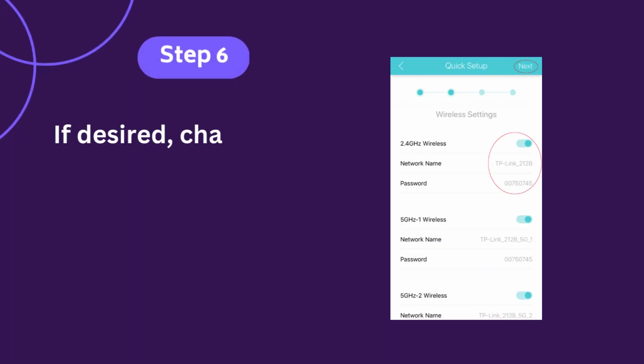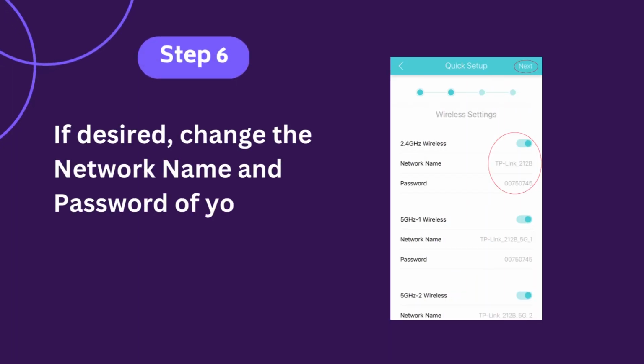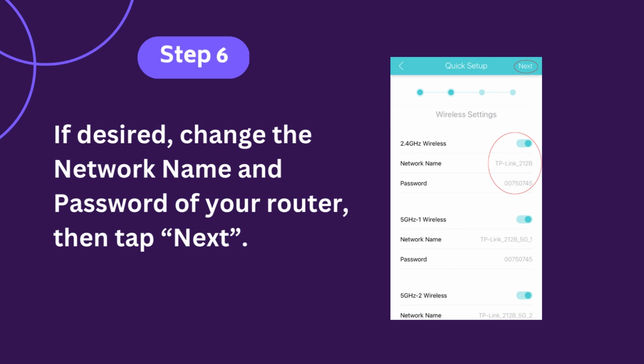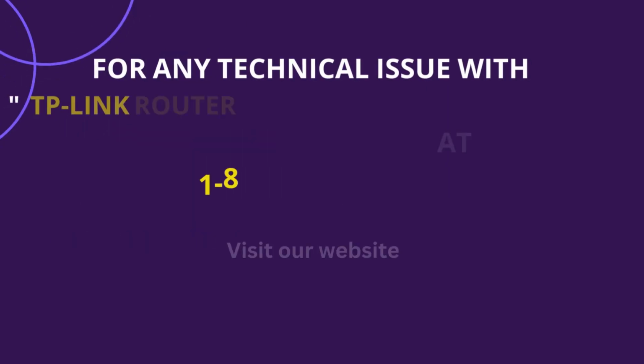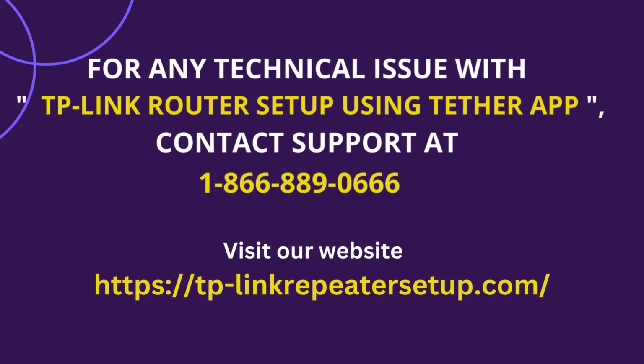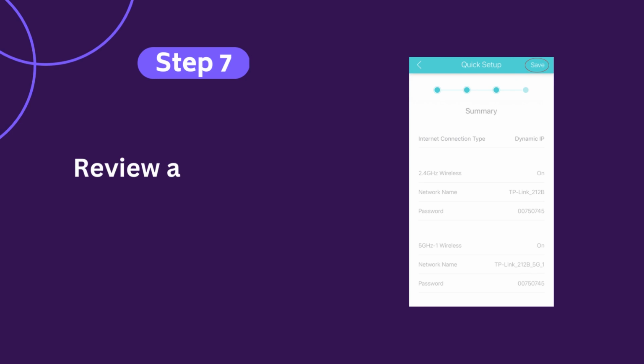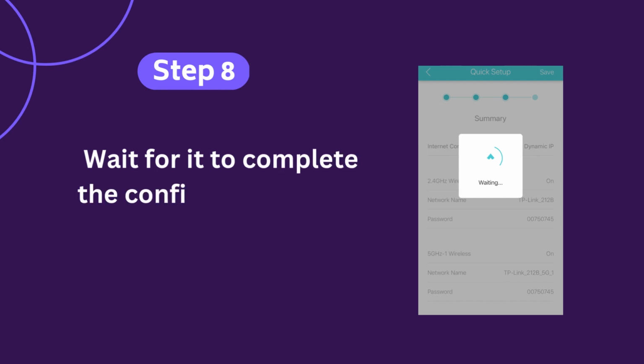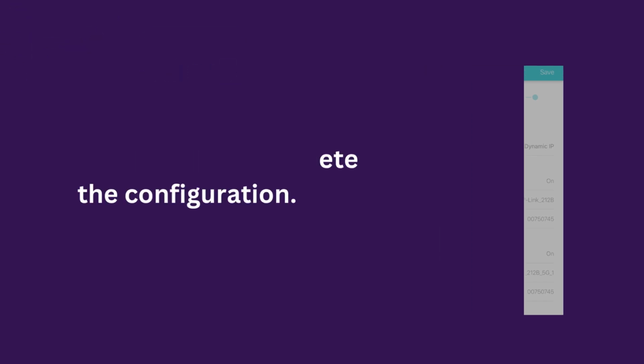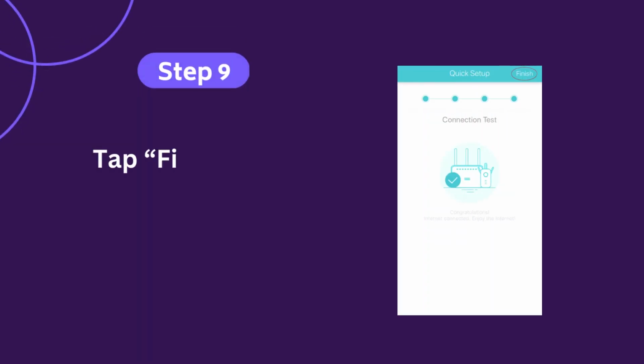Step 6. If desired, change the network name and password of your router, then tap Next. Step 7. Review and tap Save. Step 8. Wait for it to complete the configuration. Step 9. Tap Finished.